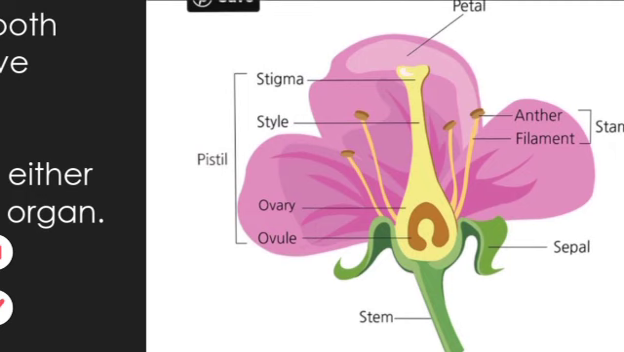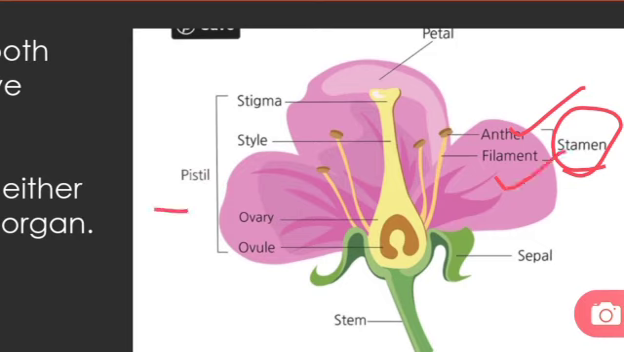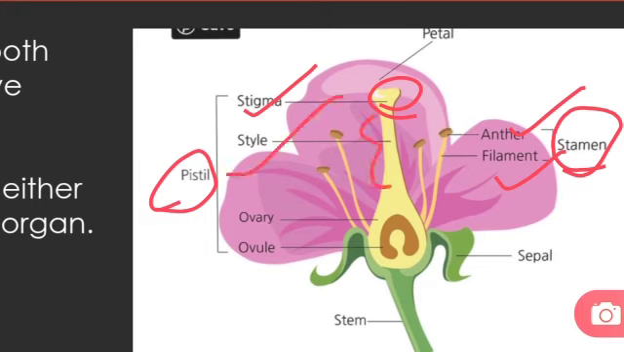In this you can see the male reproductive part and the female reproductive part. Male reproductive part is known as stamen, that contains anther and filament. Female reproductive part is known as pistil, which contains stigma. This is stigma. Style, here is the style. Ovary, this bulged part is ovary, and ovule. Inside it you can see a seed-like structure present, which is known as ovule.